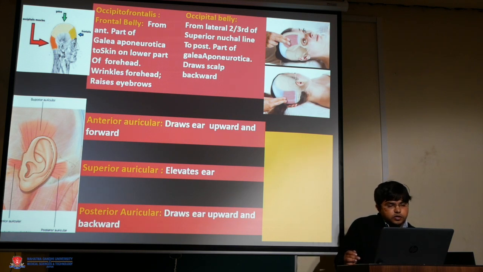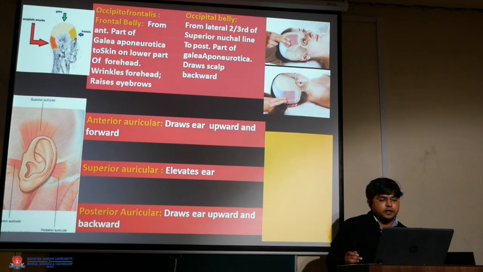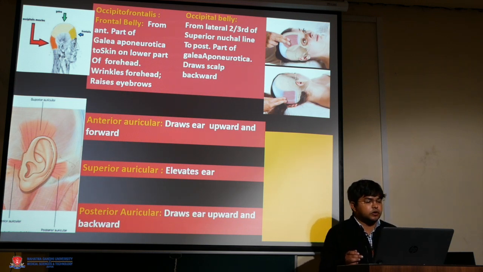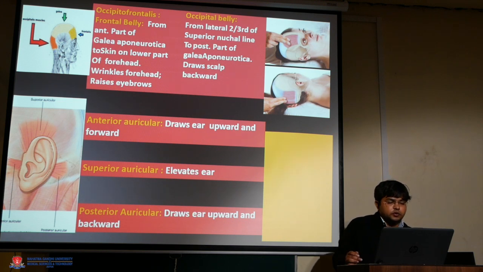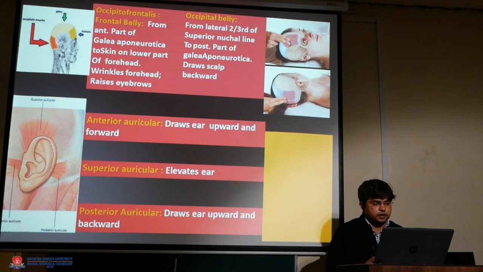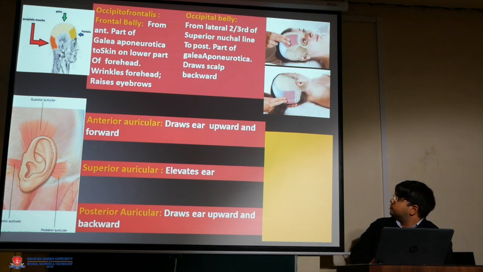The anterior auricular muscle draws the ear upward and forward. The superior auricular muscle elevates the ear. The posterior auricular muscle draws the ear upward and backward. These are photos of these muscles.